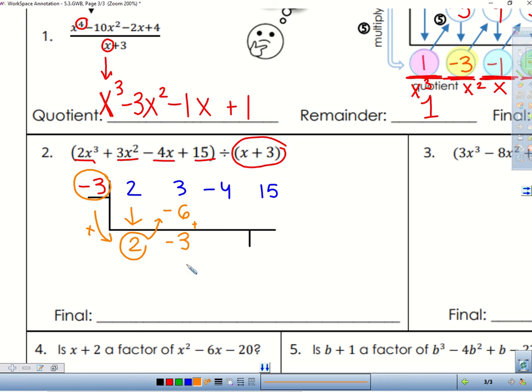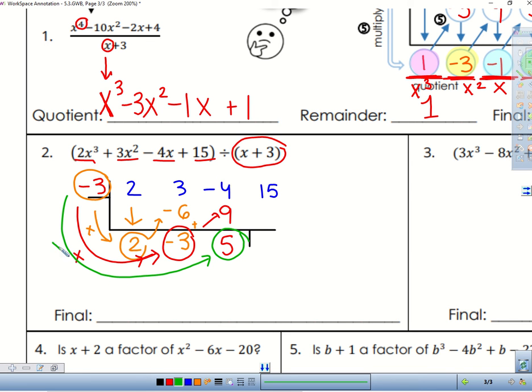Okay. Now you do the process again. Take this number, multiply it by this number here. What's -3 times -3? 9. That goes here. What's -4 plus 9? 5, right? 5. Good. Now we take this number and we multiply it by this number. What's -3 times 5? -15. What's 15 plus -15? 0. So my remainder is 0, right?